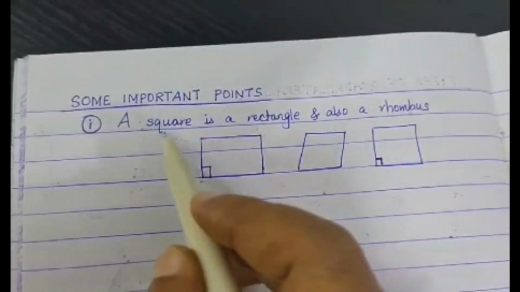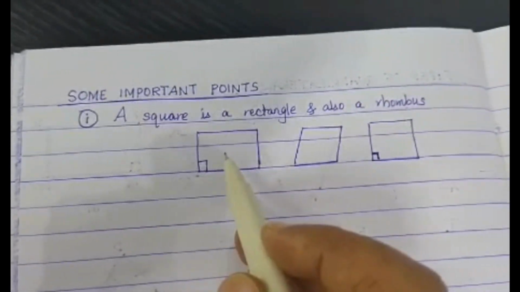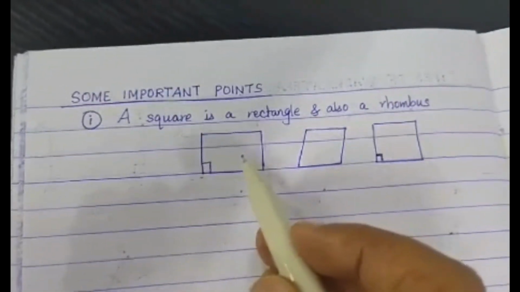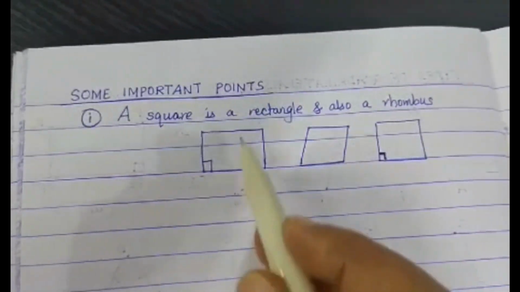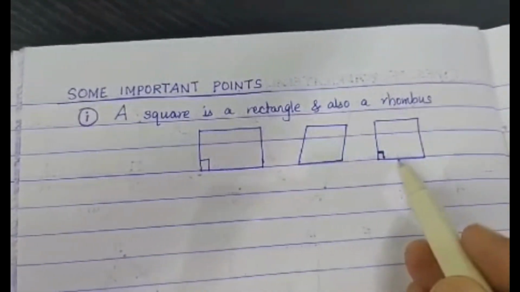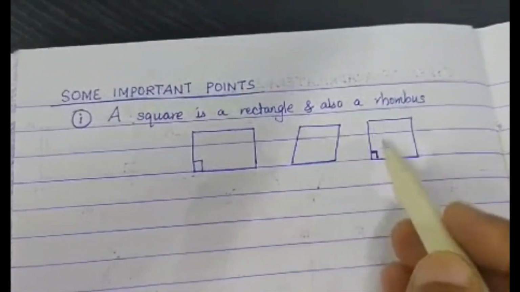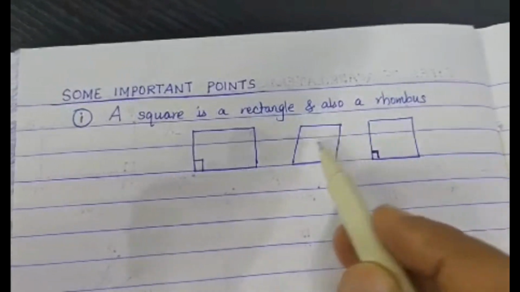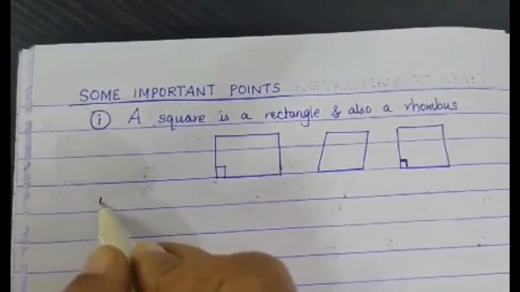So we are writing that a square is a rectangle. We can write that, because the minimum criteria of being a rectangle is one angle 90 degrees, and the opposite sides are equal and parallel. So a square is a rectangle, and also a rhombus. In a rhombus, all sides are equal. Here we have all sides equal. So a square can be a rectangle and a rhombus. So we have to remember this, all right. Now the second one.